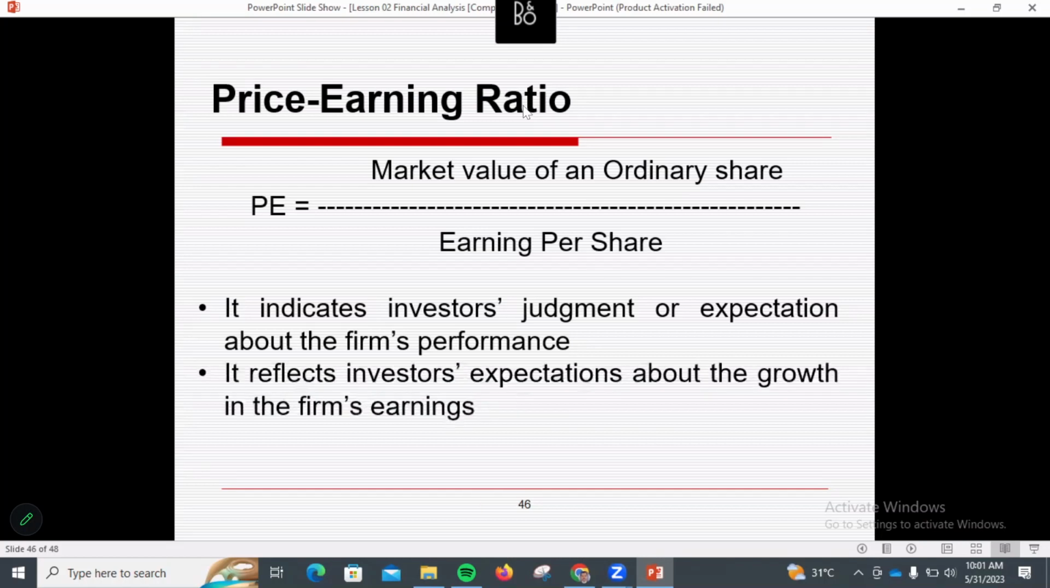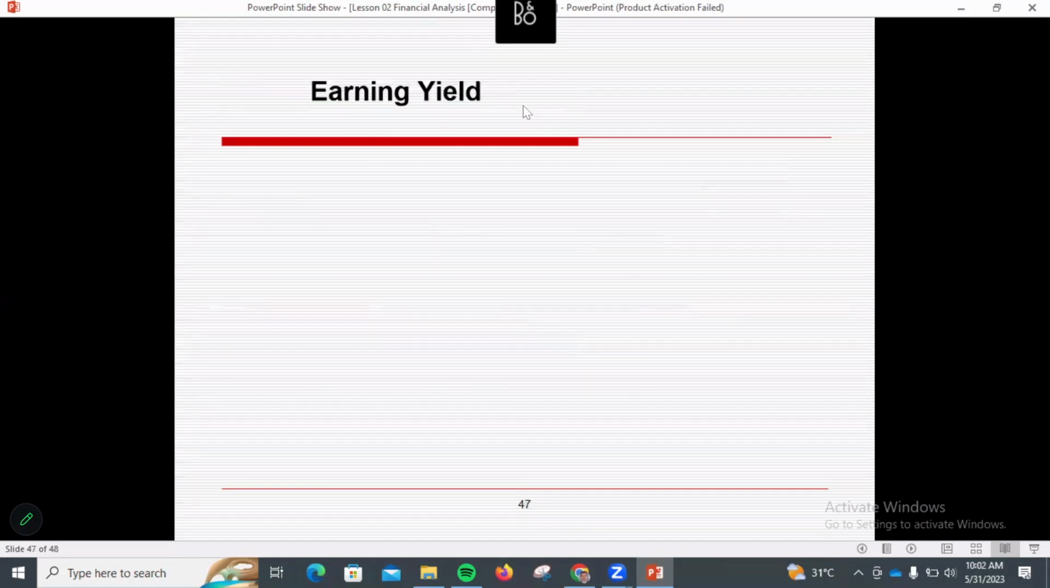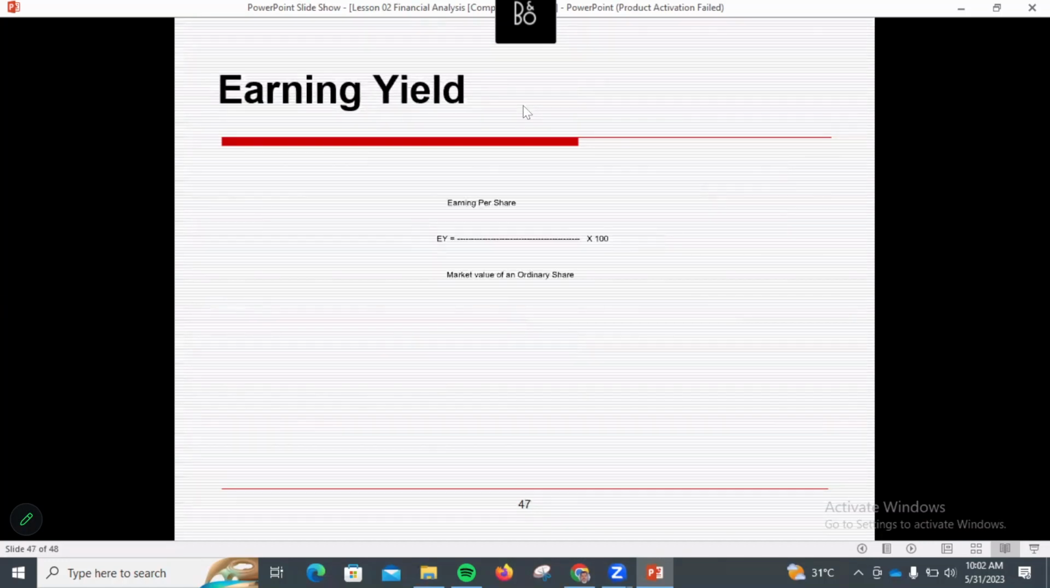To understand this very clearly, you may want to go to website notes about this price earning ratio. It reflects the investors' expectation about the growth in the firm's earnings. A higher PE ratio may reflect higher growth potential. That is all we can say.